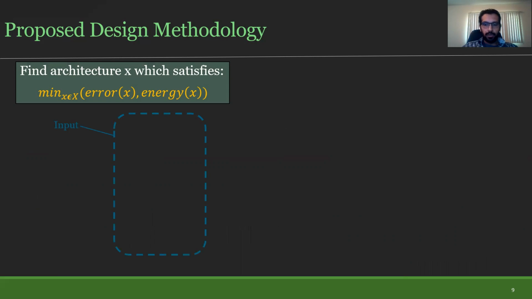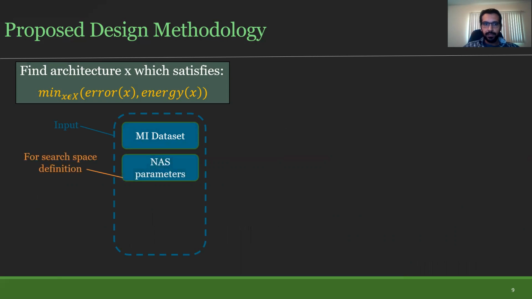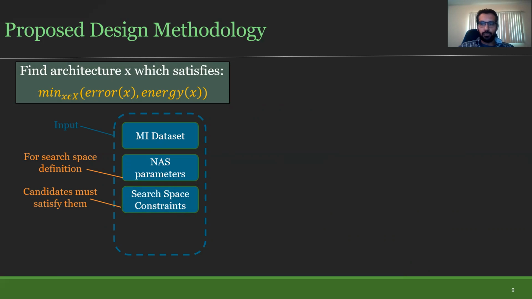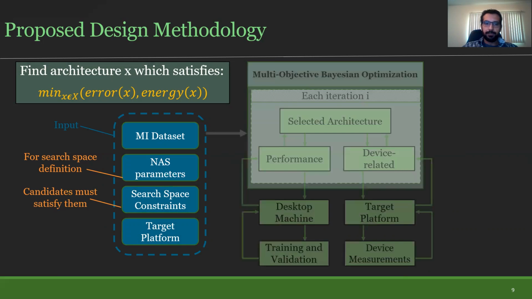For the input to our methodology or design framework, the user would be required to input what kind of data set, which in this case is the myocardial infarction detection data set, and input the search space, which is defined by the neural architecture search parameters, and what kind of constraints he wants to impose on the search space, whether there's a certain value of memory he doesn't want the search to go beyond, for example, to constrain the memory requirements of the target device, and what kind of target platform is going to be used in the actual deployment.